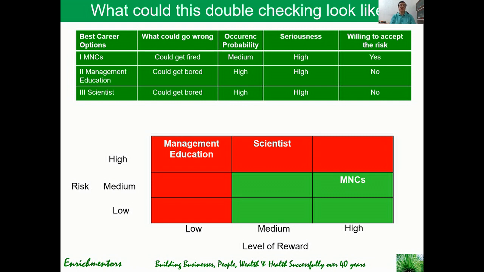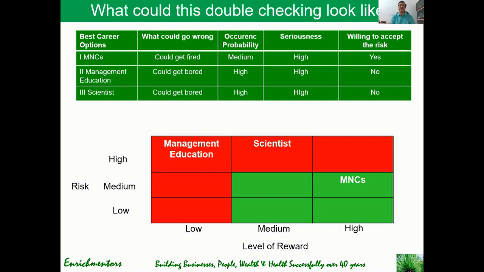So what we would do here is, again, I would plot based on my judgment. First I will look at each option. My best option is MNCs. So I will ask the question, what could go wrong? And my answer was at that point of time, and still, that in MNCs, I could get fired. These companies are usually performance driven, and if I don't perform, I'll get fired. What is the probability of occurrence? Not high, because I'm myself a performance driven guy, so I will drive myself.